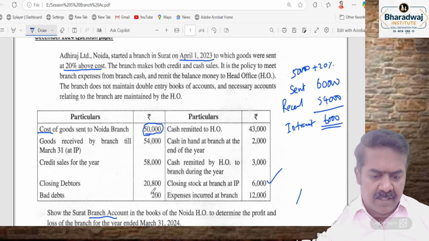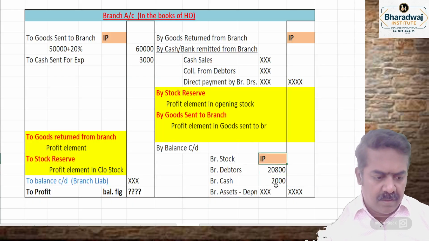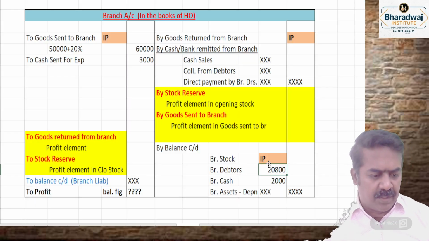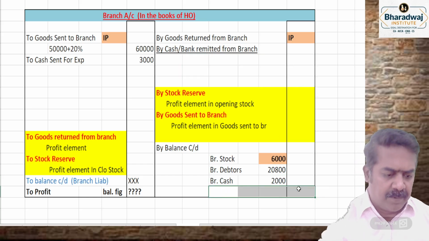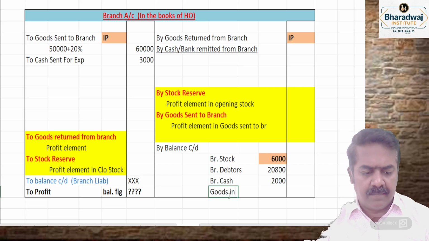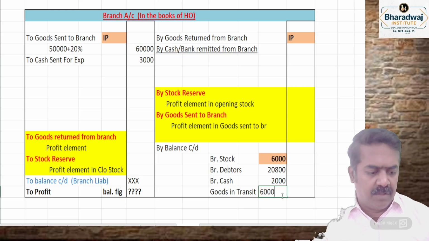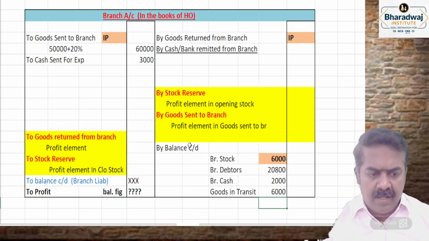Closing balance of debtors is given. What is the closing balance of debtors? 20,800. Closing stock at branch is also given to us at invoice price. How much? 6,000. No other asset, I hope. I hope goods in transit is there. Okay, we sent 60,000, delivered is only 54,000. Now, how much? 6,000 will be there as goods in transit. Any goods returned from branch?